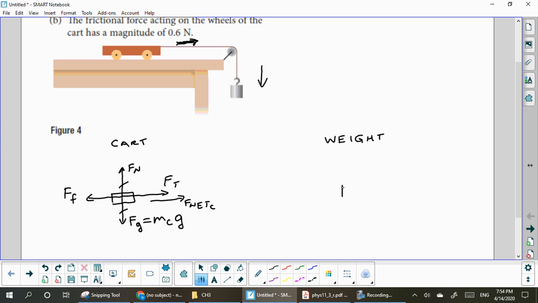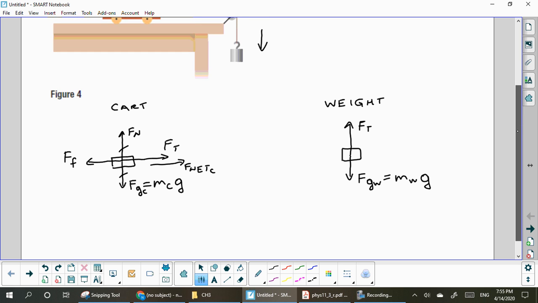Then we're looking just at the weight. The weight is going to be very similar. Here's the weight. We have Fg, so maybe I'll put FGW for the weight, and FGC for the cart. In this case, FGW is the mass of the weight or object times the acceleration due to gravity. The second force is the tension force, which in this case is going up. I'm not labeling it as a tension force for the weight or for the cart. It's the same tension force. All right, so that's it.